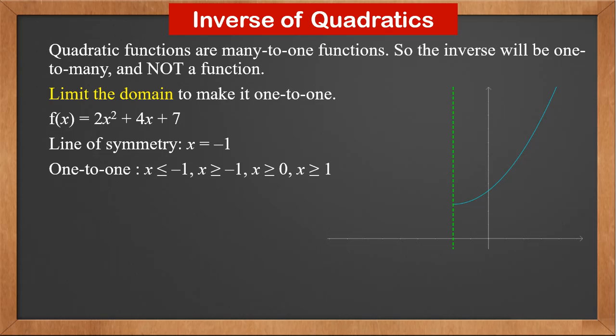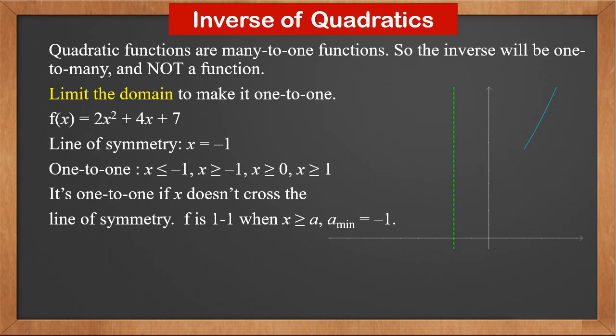If we move x up from minus 1, it's also a one-to-one mapping. This is when x is greater than or equal to 0. This is when x is greater than or equal to 1. We can see that the function is one-to-one as long as x doesn't cross the line of symmetry. Sometimes, you'll see a question asking f is one-to-one if x is greater than or equal to a. What's the smallest number of a? We know x can't cross the line of symmetry, so a min is minus 1.